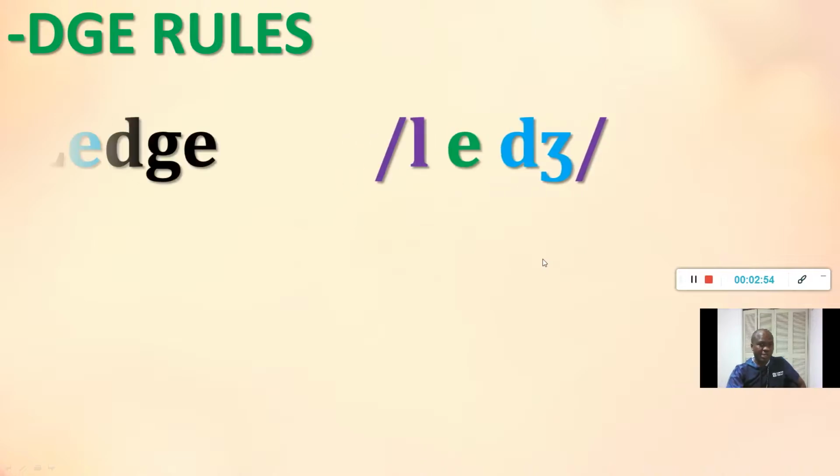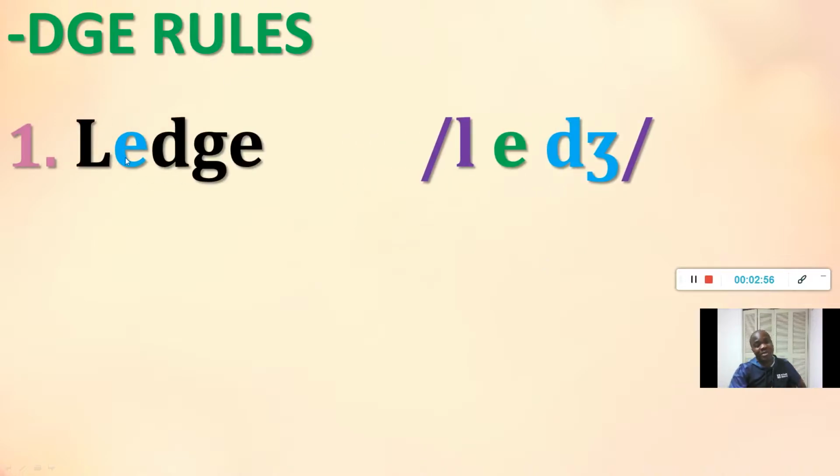So DGE rules. Let's look at the rules. For example, we have one example here. The word is ledge. So we have the word ledge. You see that here before the J sound, it is followed by E, and this E is a short vowel, as in egg. Or an example word like bed, B-E-D, bed. It's a short vowel, therefore we have to end with DG.